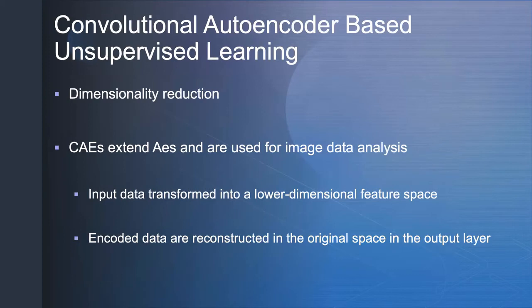A little information about convolutional autoencoder-based unsupervised learning is that autoencoders are unsupervised neural network models whose main purpose typically includes dimensionality reduction and information retrieval tasks. Convolutional autoencoders extend autoencoders and are used for image data analysis. Input data is transformed into lower dimensional feature space during encoding phase, and then the encoded data are reconstructed in the original space in the output layer during the decoding phase.